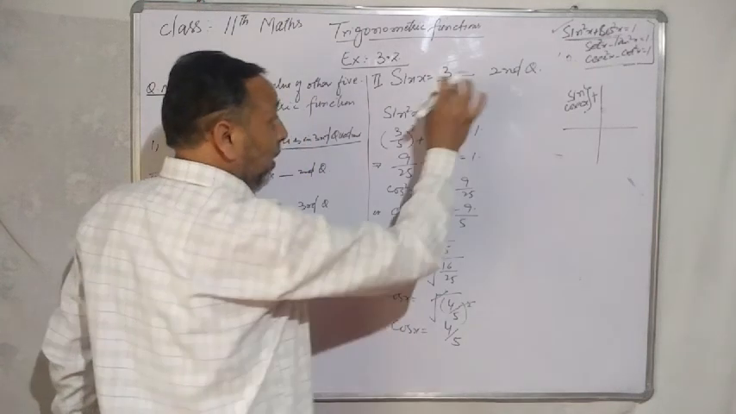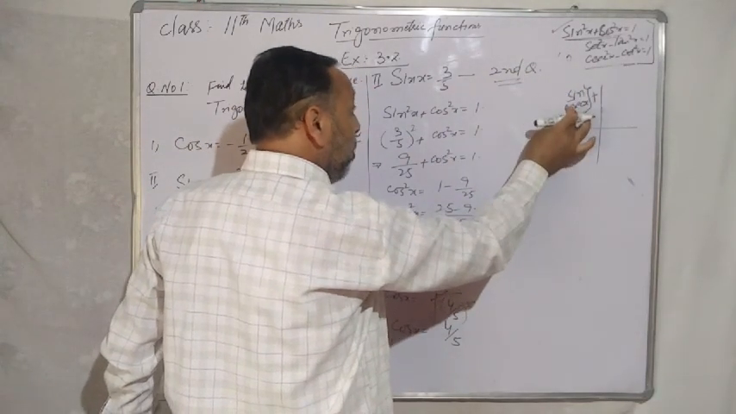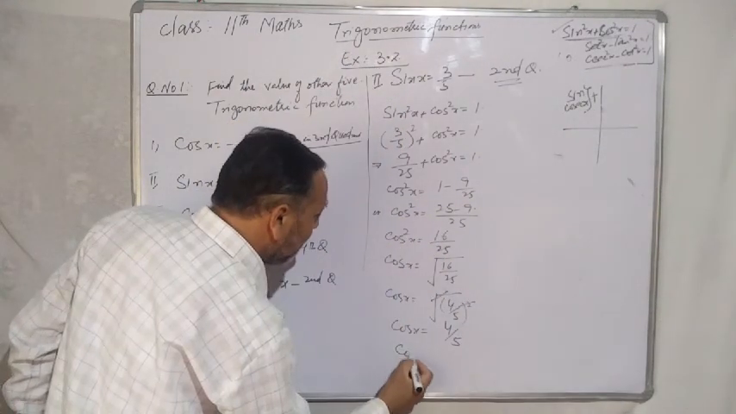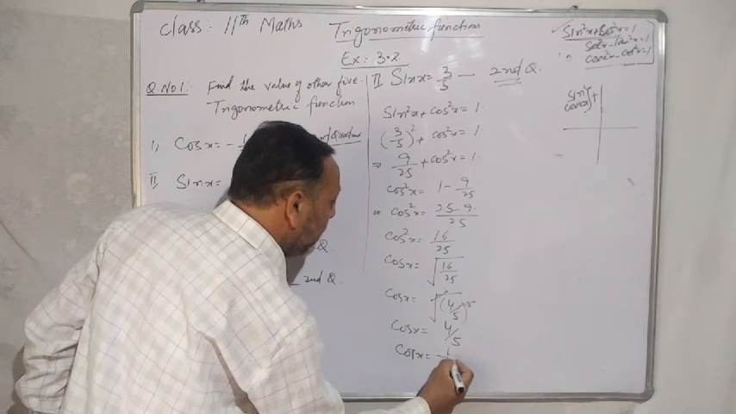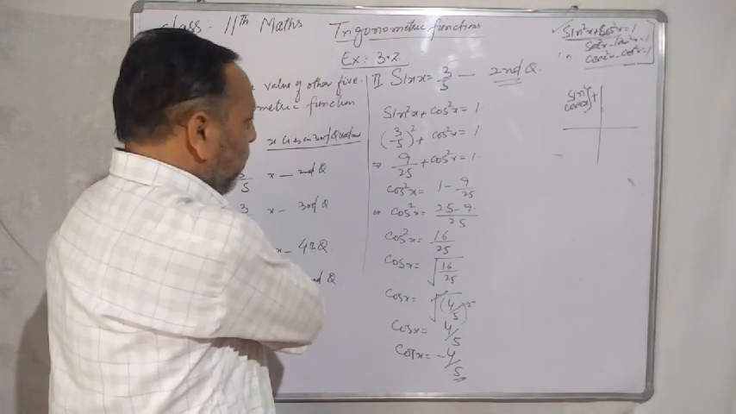But x lies in the second quadrant. In the second quadrant, sine and cosec are positive, the rest will be negative. So tell me, what will this cos x be here? It will be minus 4 by 5. Cos x will be minus 4 by 5.